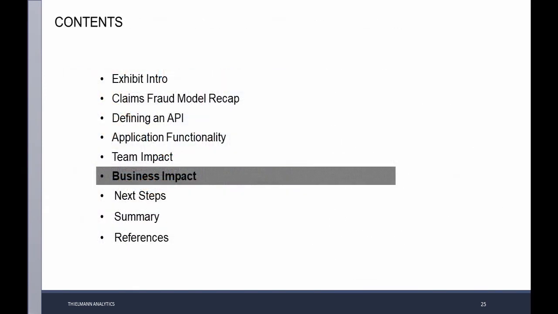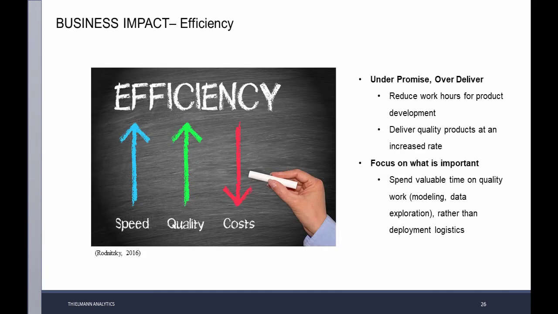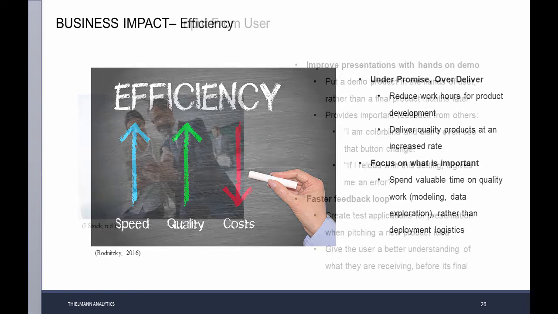I'd like to talk about business impact a bit more, but we're kind of running short on time. One of the things that this really helps us with is efficiency. Under promise, over deliver. This reduces work hours for product development, as well as deliver quality products. We can spend more time on quality work like the modeling, data exploration, rather than the logistics of how we might deploy this.